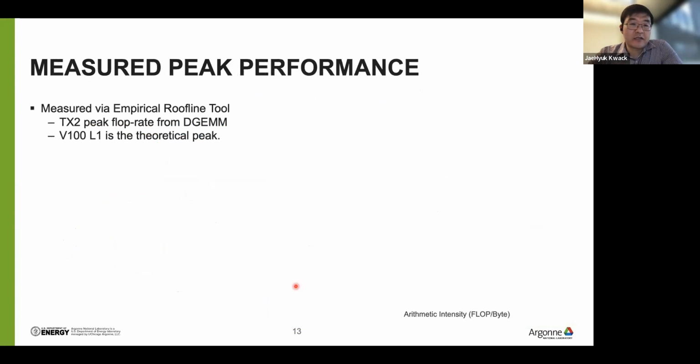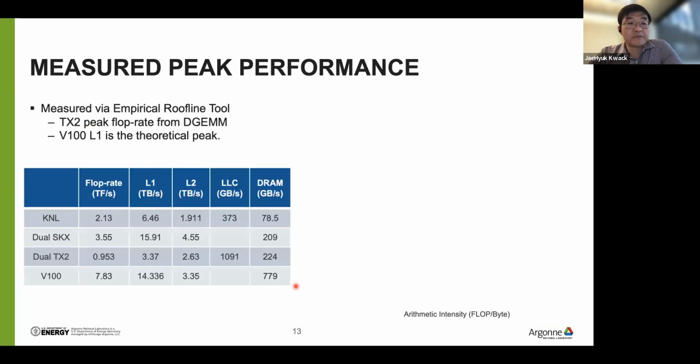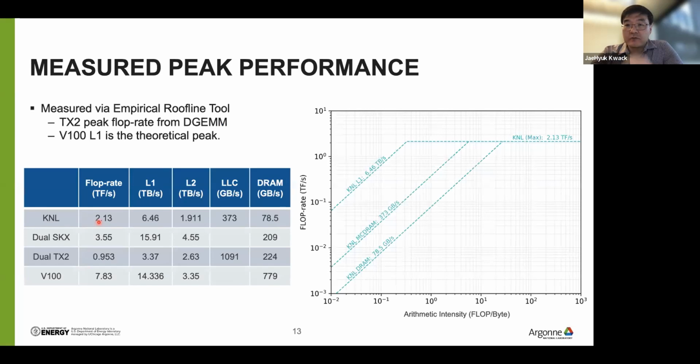In order to use the roofline analysis, we measured the peak performance of each architecture using the Empirical Roofline Toolkit. This is what we measured for the KNL, Dual Skylake, Dual X2, and V100. As you see here, the KNL has around 2 teraflops per second per device. The KNL has two different memory hierarchies: a smaller but faster memory, which is the MCDRAM, and a larger but slower memory, which is the DRAM. It also has the L1 cache here.